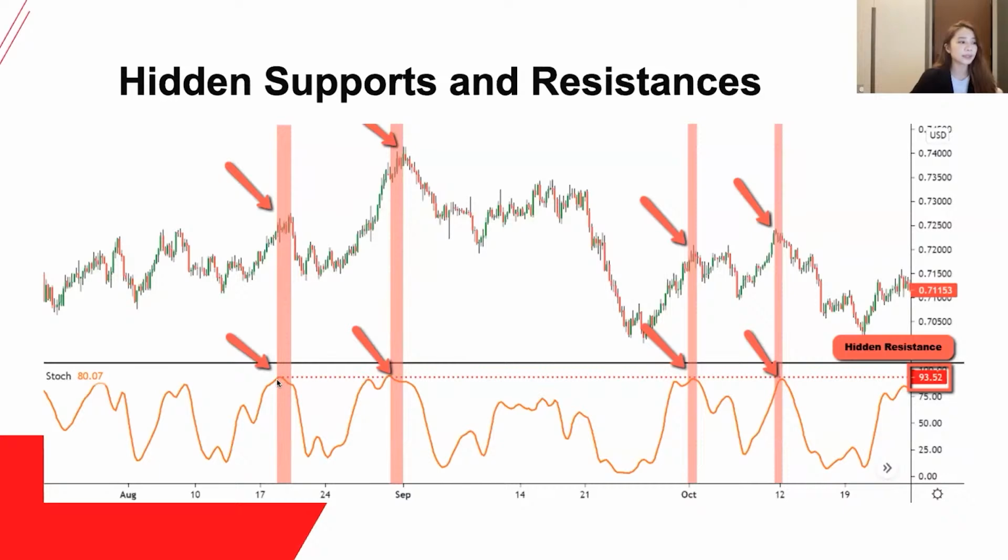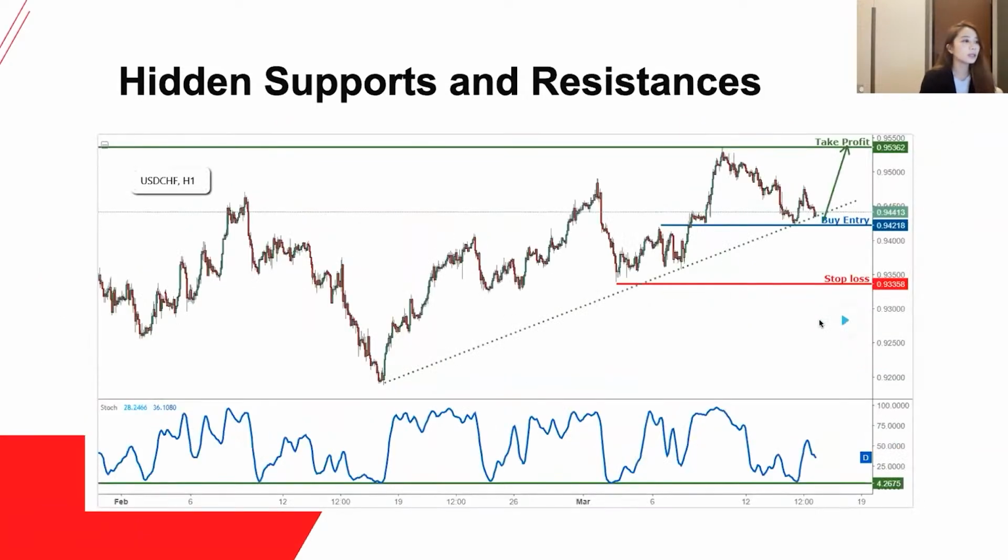So in this case, we can see the 1, 2, 3, 4 touch points on the peaks of the graph. All right, so the 4 touch points are all in line and forming a new hidden resistance of 93.52. So we are also looking at the actual chart of dollar franc in the H1 time frame.